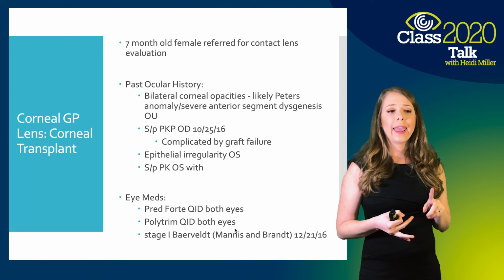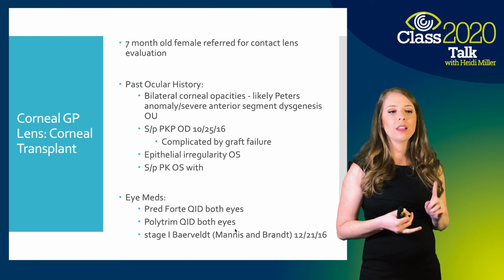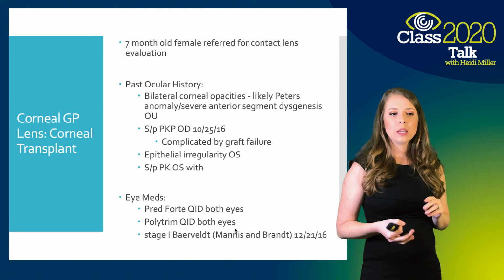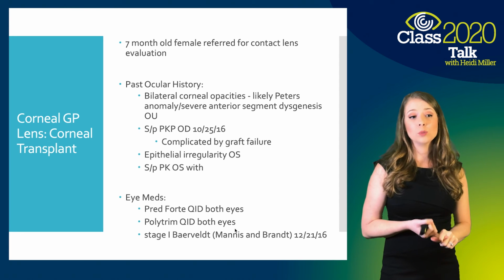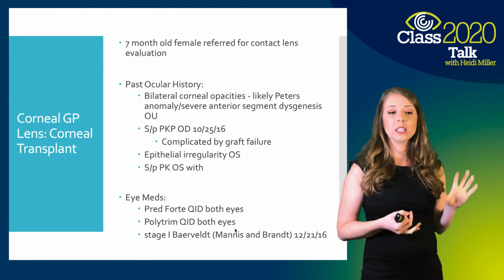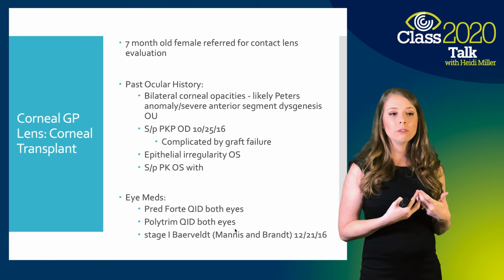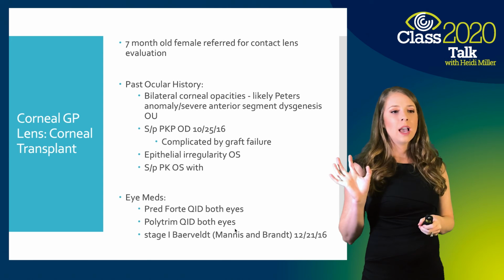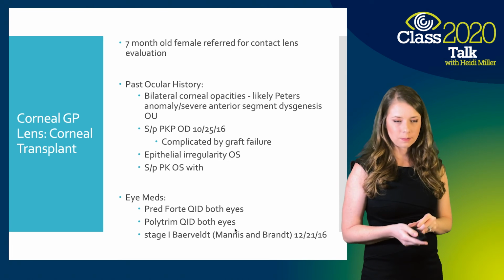She had had a transplant in the right eye that failed, and she had a transplant in the left eye with some epithelial irregularity. She was using Pred Forte in both eyes, Polytrim in both eyes, and she had a tube shunt in her eye as well. So we're dealing with a glaucoma patient as well as corneal transplants. Very, very involved case. And because she had that transplant, I automatically said, I need to fit her in something for a corneal transplant, which would be ideally a GP lens.